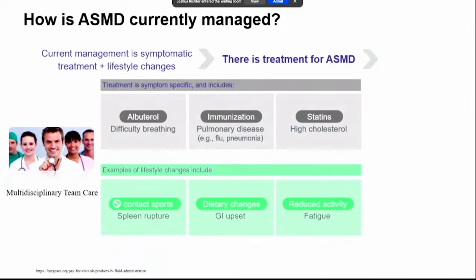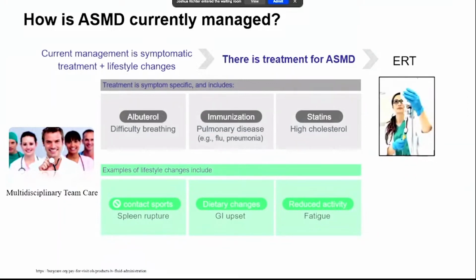There is a treatment on the way, but we are waiting for approval by the Saudi FDA. It's an enzyme replacement therapy. Inshallah, it will be with us in the market soon.